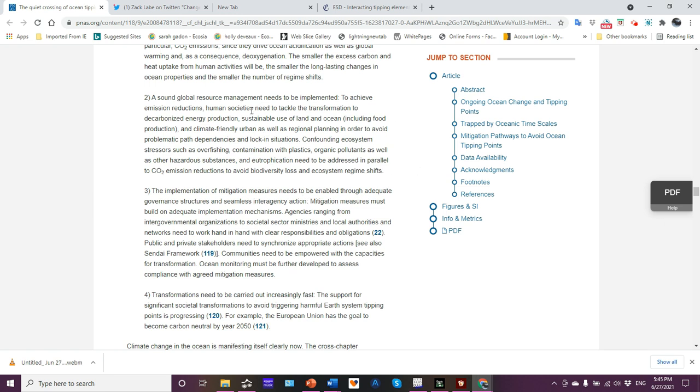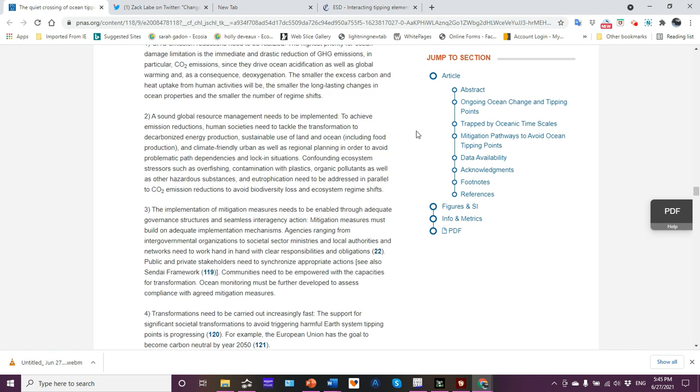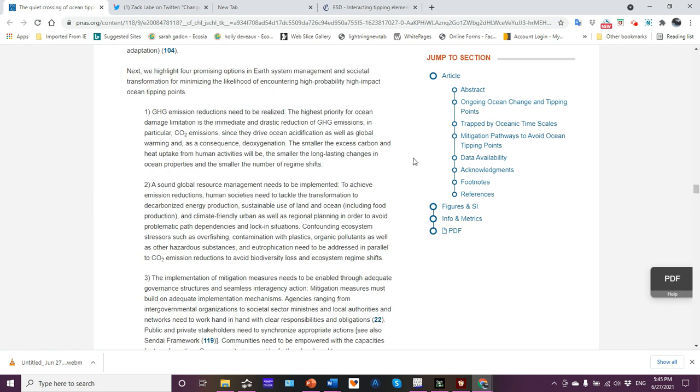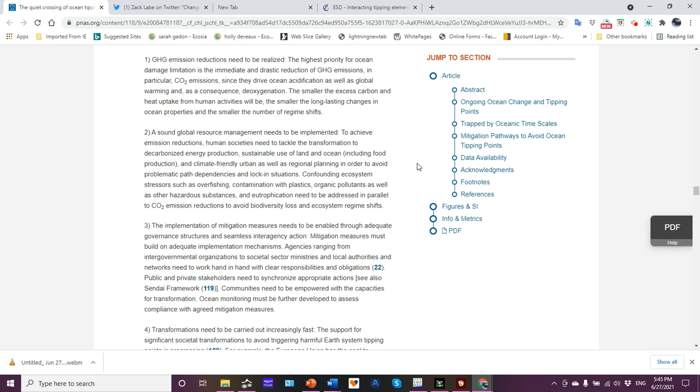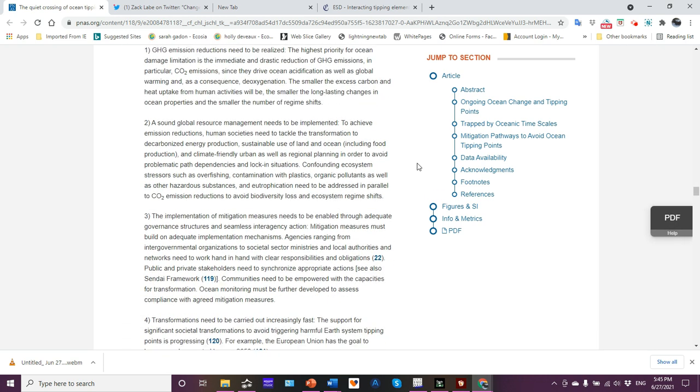Okay, so this is all. Kudos to the authors for pulling this literature review together and bringing in all the findings from all these papers. Kudos to them for that, but I just don't see these mitigation measures taking place. I just don't see it.